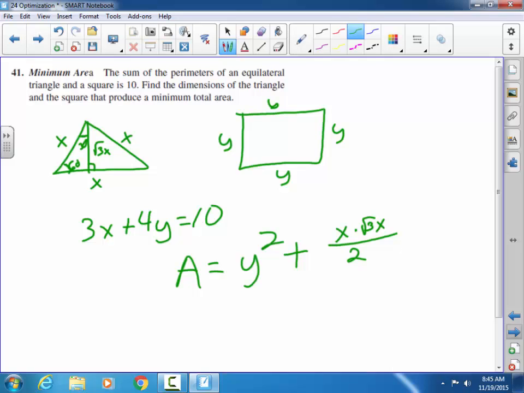Is x in with the square root? No, x is not in with the square root. I told you that wrong. That's root 3 over 2. I'm sorry. That's root 3 over, the height is root 3 over 2.